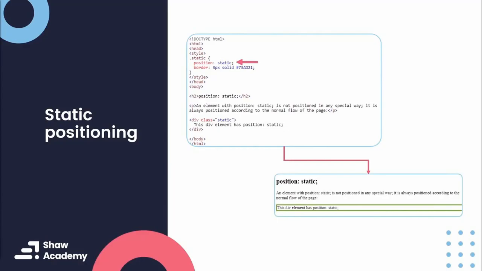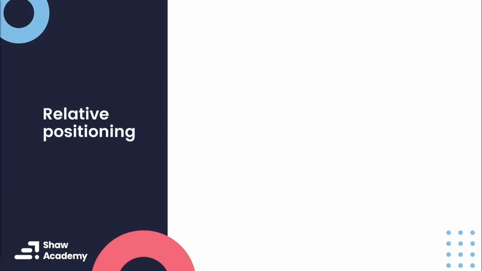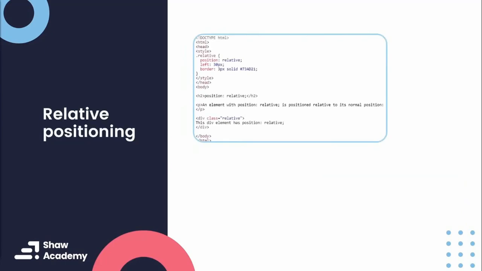You'll note here that we are not specifying bottom, left, right, and top because with the static positioning type, we do not need to do this. Now next up, we have relative positioning. And for the most part, the code remains the same.